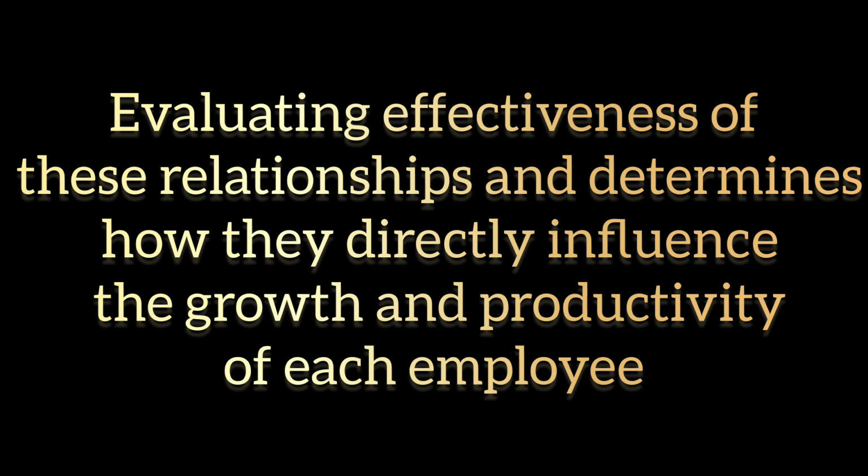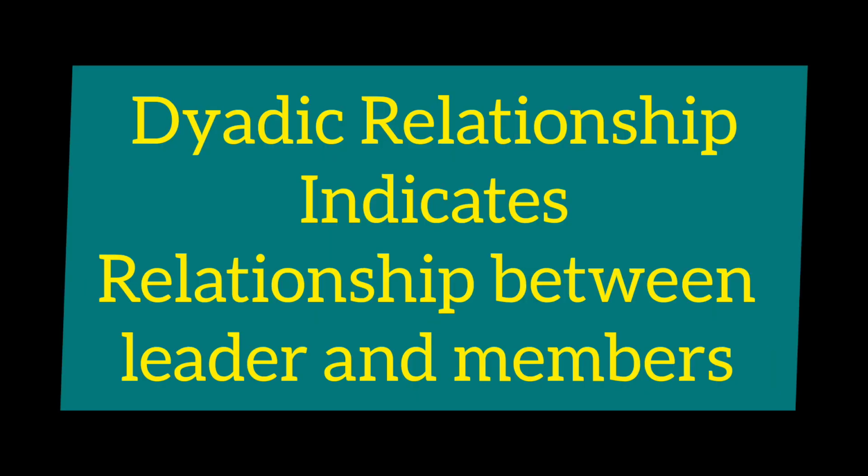So what type of relationship is this? That is a dyadic relationship, because we have already told the other name of this model is vertical dyad linkage theory. So dyadic, what do you mean by dyadic? Dyadic basically implies linking between leader and the members, so leader and the followers. The quality of the relationship is reflected by the degree of mutual trust, loyalty, support, respect and obligation.